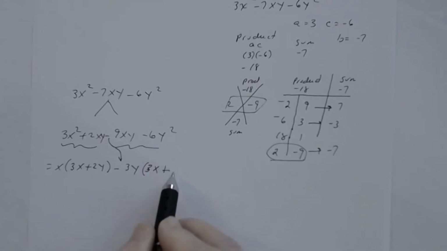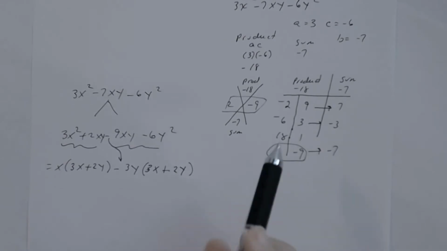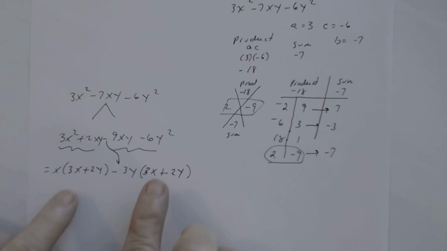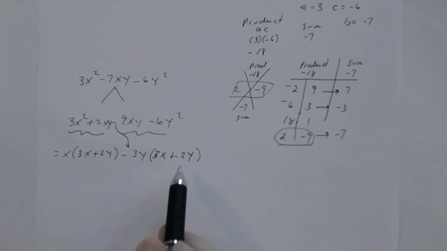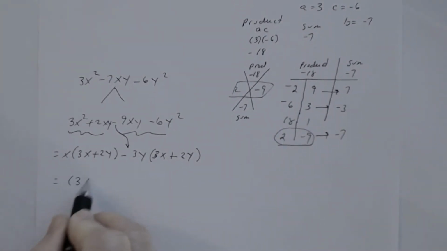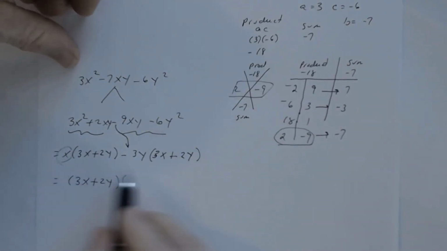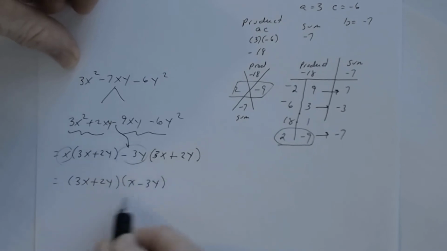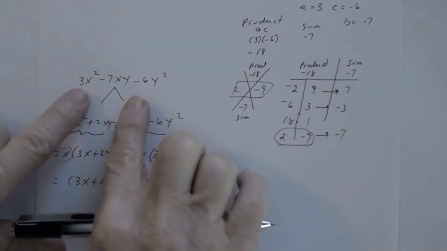Okay, so 3y times what's 6y squared? 2y, right? Now, if this is factorable, if you did all this correct, then these two groups should have a common factor, this binomial. So let's go ahead and factor it out. So I get 3x plus 2y times, and then I'm left with x minus 3y. Now, before you go on, you may want to double check to make sure you get this back.